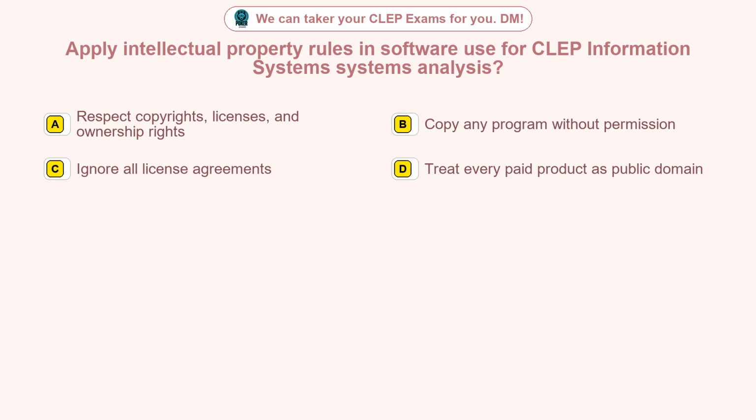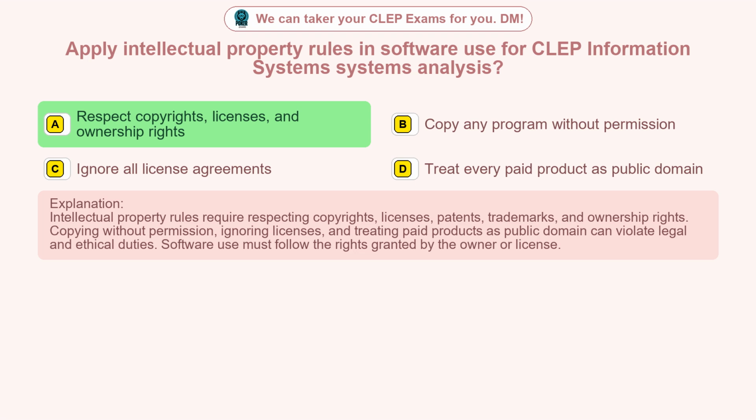Question 98. Apply intellectual property rules in software use for CLEP Information Systems systems analysis. Option A. Respect copyrights, licenses, and ownership rights. Option B. Copy any program without permission. Option C. Ignore all license agreements. Option D. Treat every paid product as public domain. The correct answer is option A. Respect copyrights, licenses, and ownership rights.